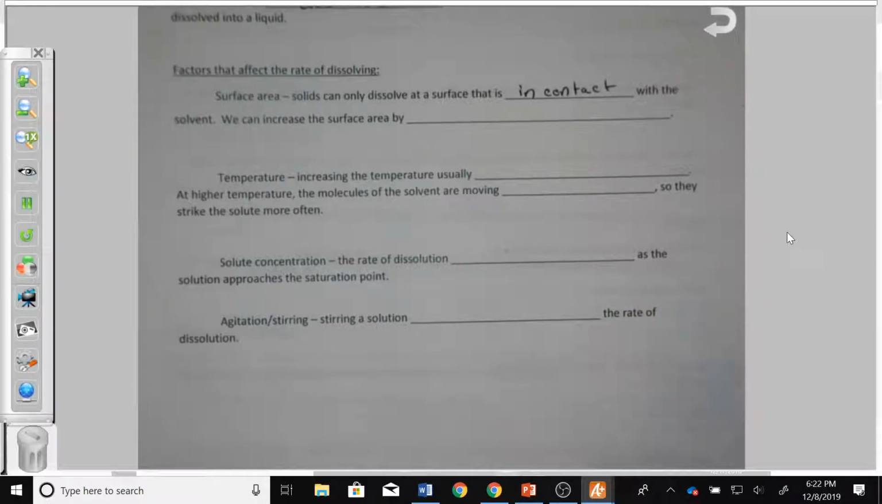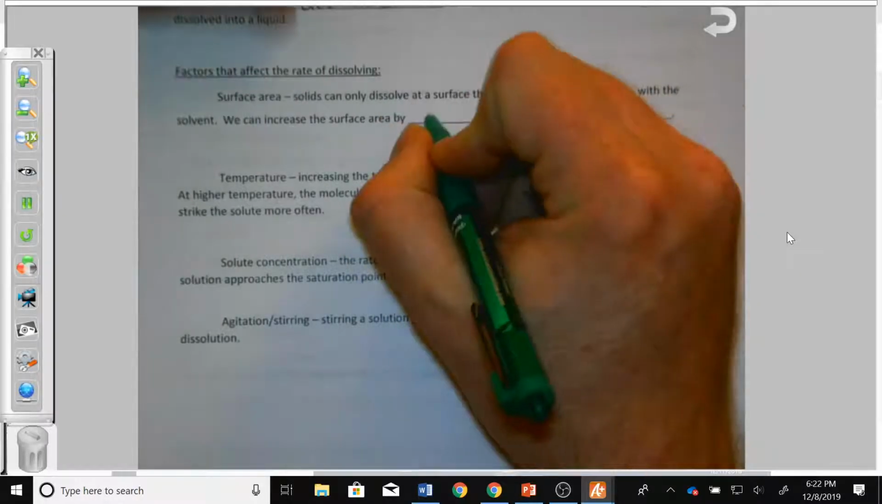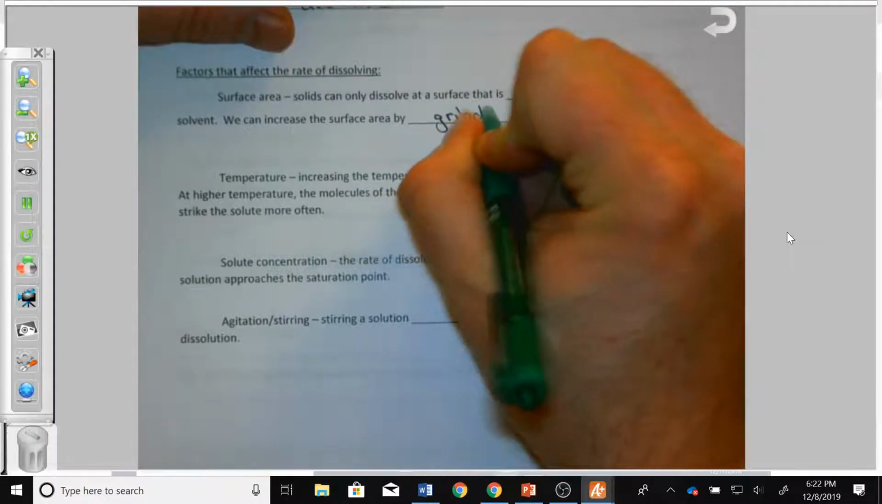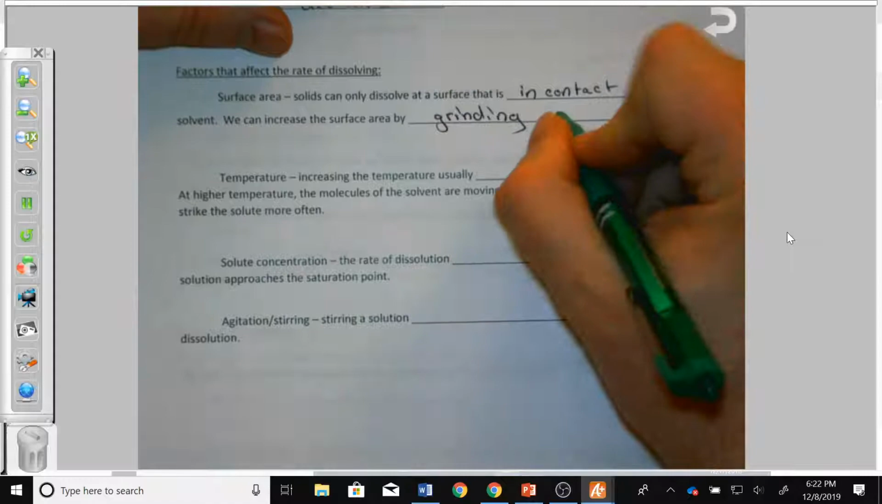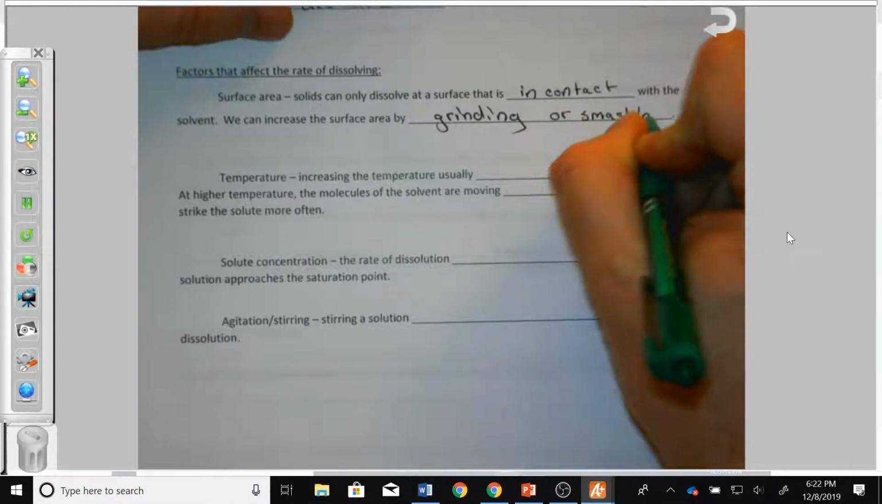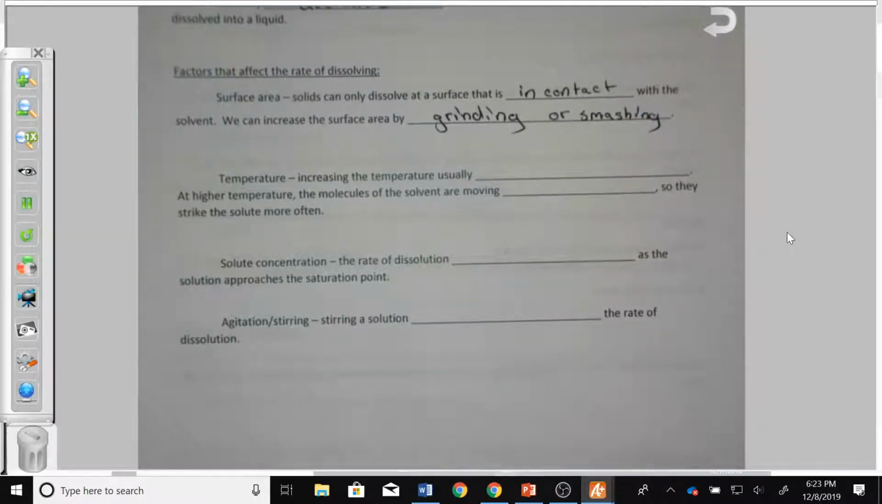Whereas with the small grains, there are fewer molecules being hidden in the center of them. More of them can be exposed to the water, and therefore they can dissolve more quickly. So we can increase the surface area by grinding or smashing a solute. Kind of smash it into itty little pieces. That maximizes the surface area.